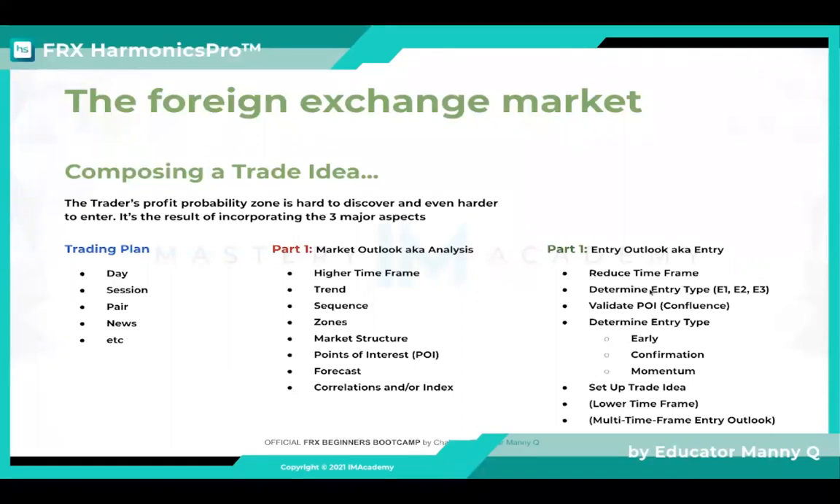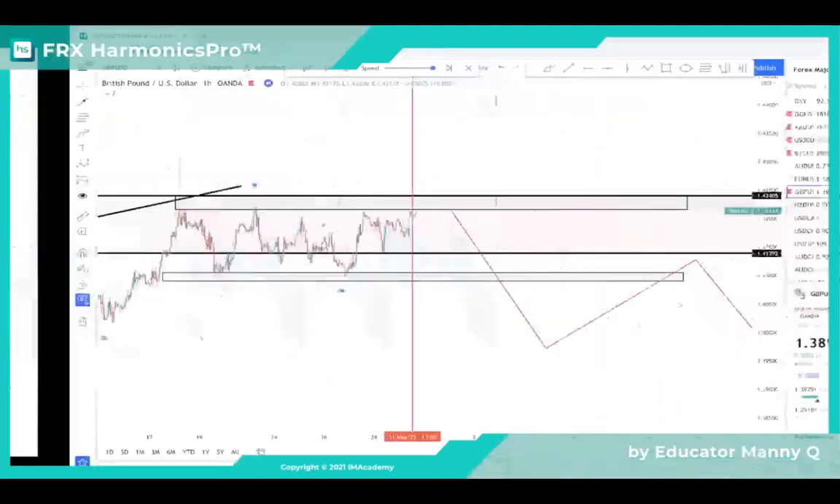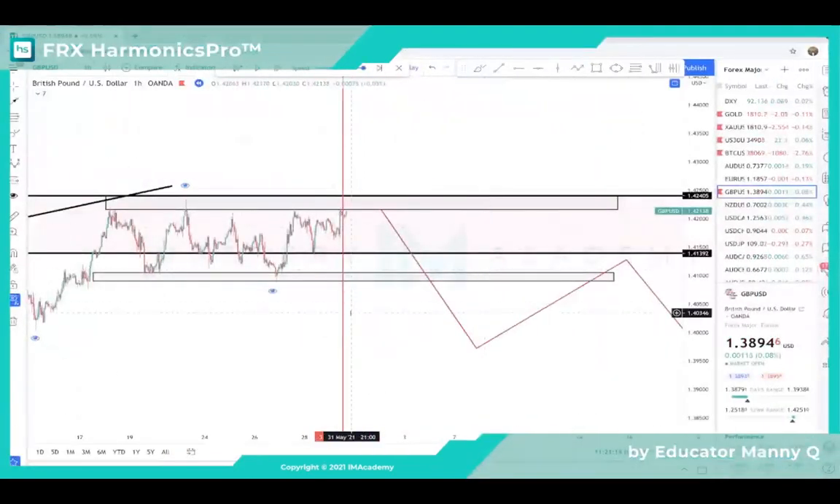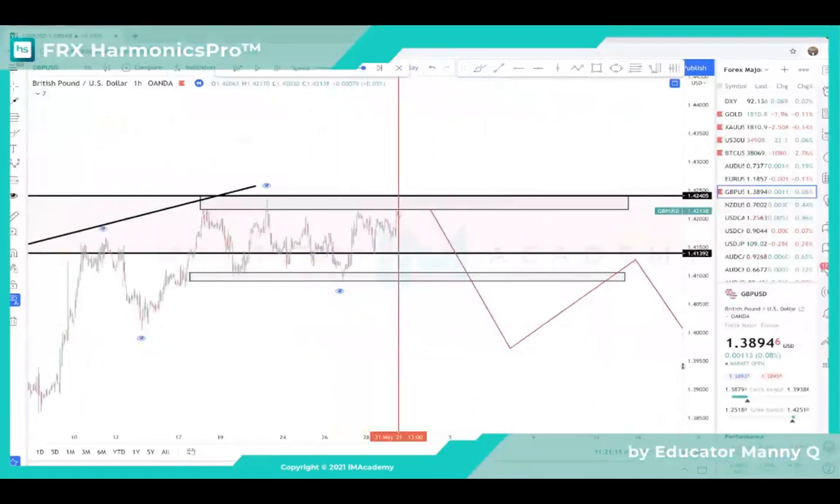Now, what were the entry types? E1, E2, and E3. E1 was, remember, the pullback to the equal high. Remember, E1 was a pullback to an equal high or an equal low. E2 entry is the breakouts of a high or the breakouts of a low. E3 is the retest of the previous high or the previous low. So now you have to determine where do you want to enter. You have your points of interest. Now, where do you want to enter?